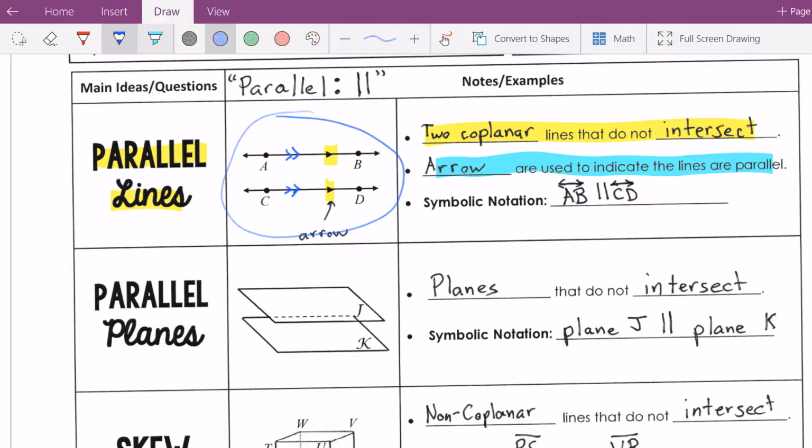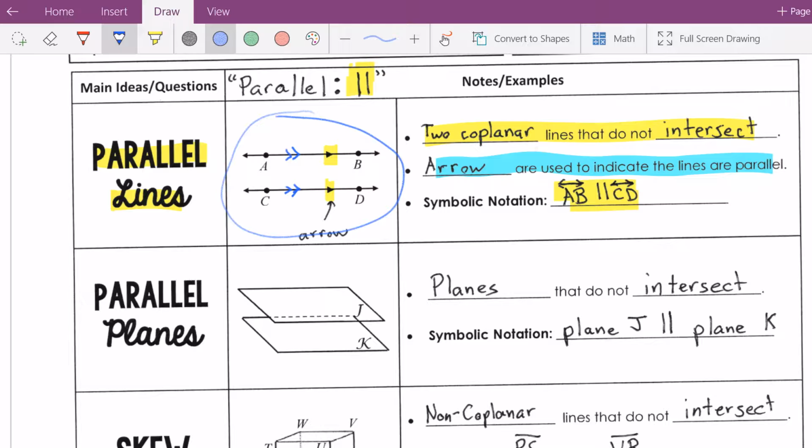Now, when we're talking about the notation of these, the notation is line AB is parallel to line CD. This little symbol that looks like an 11 is actually two lines going up and down, meaning parallel.